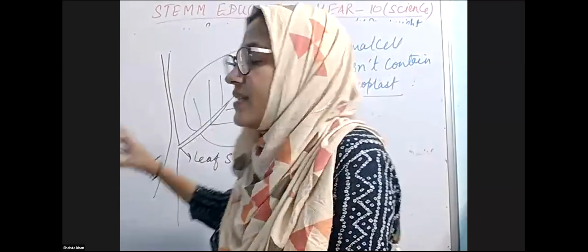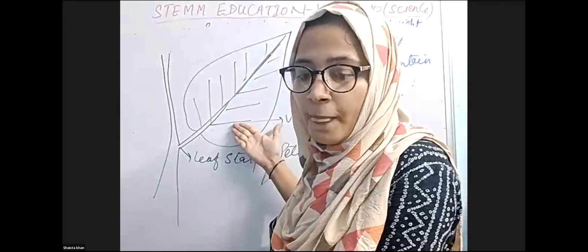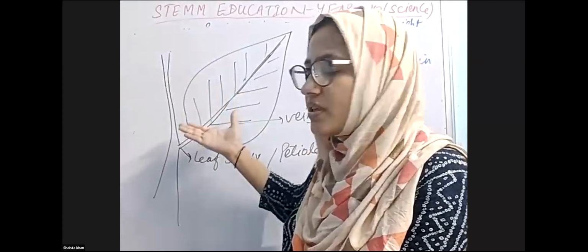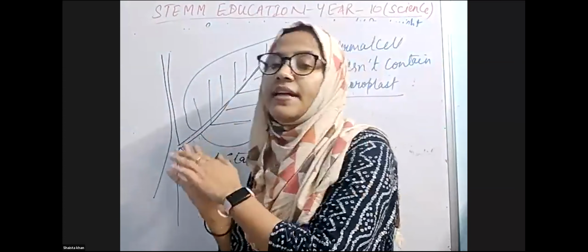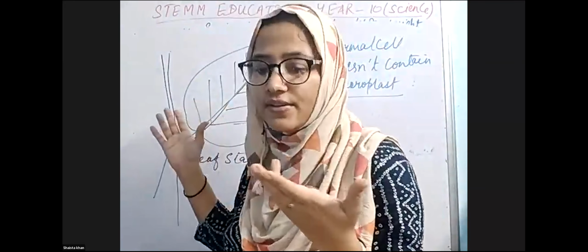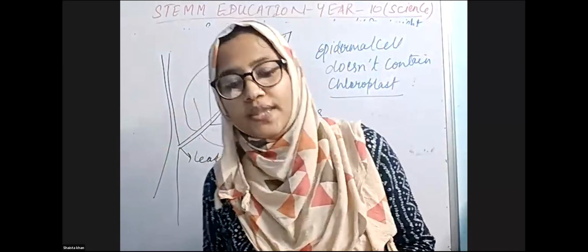Next one is large surface area. Why does it have a large surface area? So that it can expose its large surface area and gain much sunlight and air. Air means carbon dioxide, to perform photosynthesis.